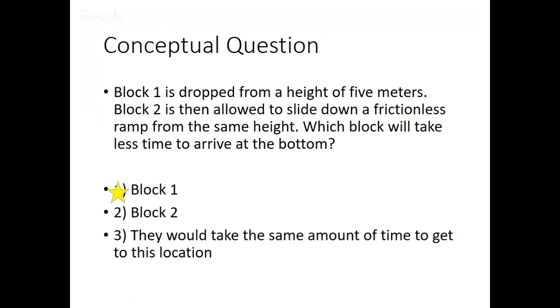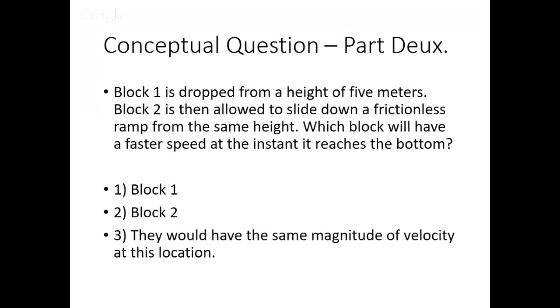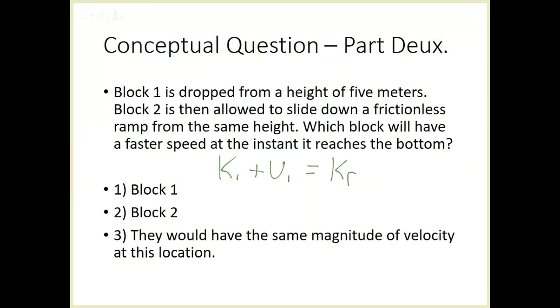Oh yeah, no, they're not being dropped on the same ramp. One is just dropped and one is allowed to slide down a ramp. How about this one? Which one will have a faster speed at the instant it reaches the bottom? If the ramp is frictionless and you do conservation of energy, which, there's no spring, so that's just going to be K initial plus U initial equals K final plus U final.